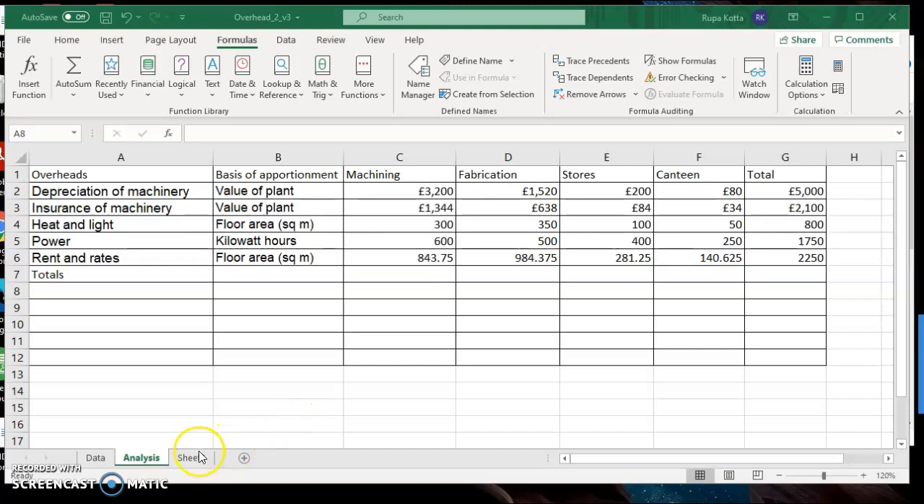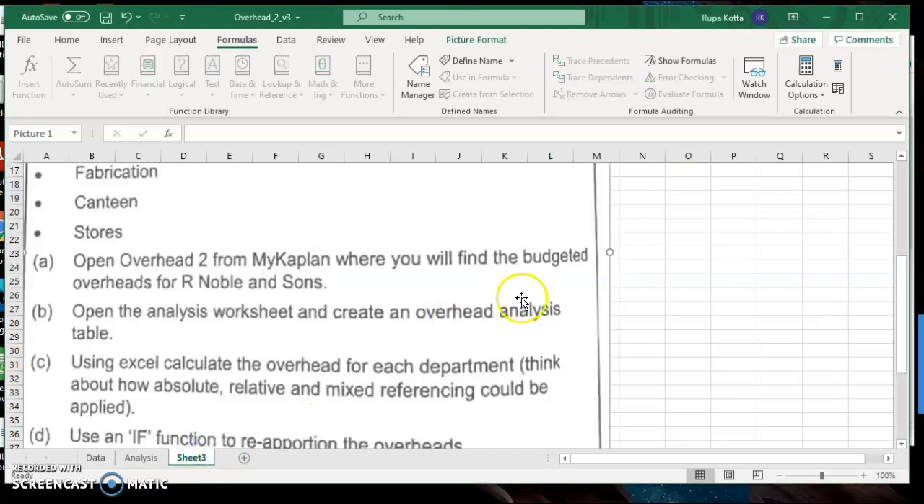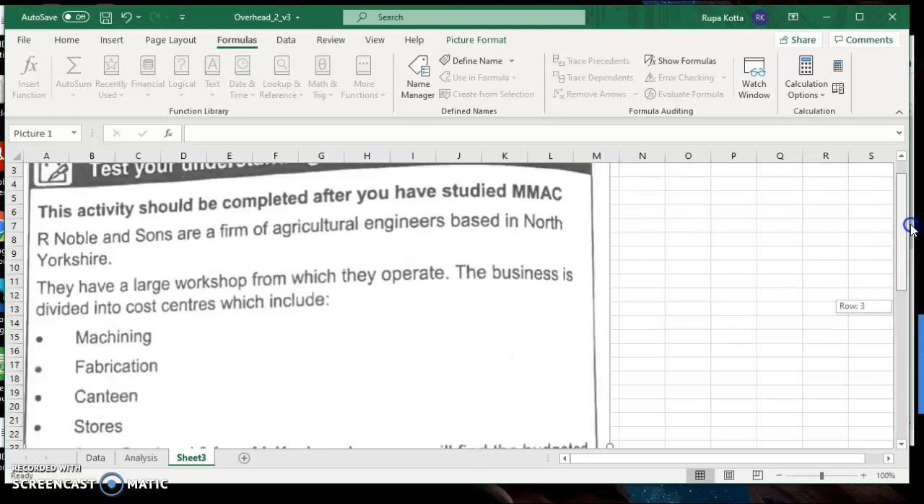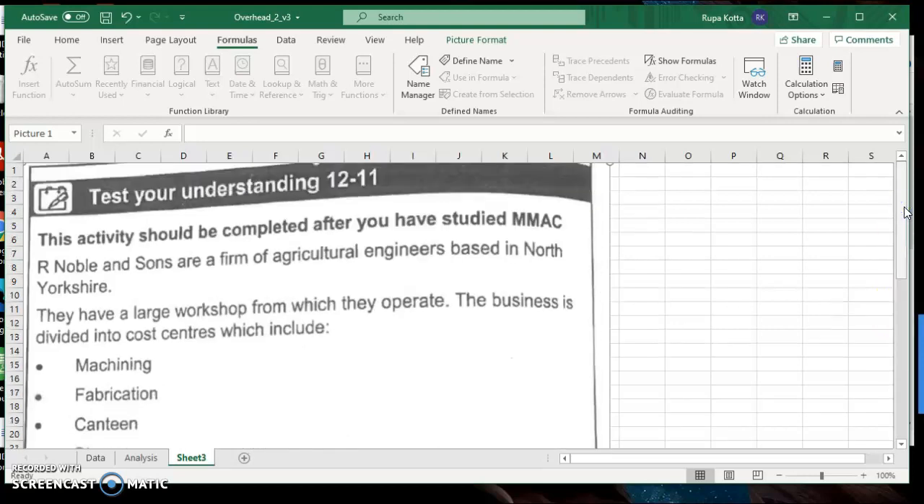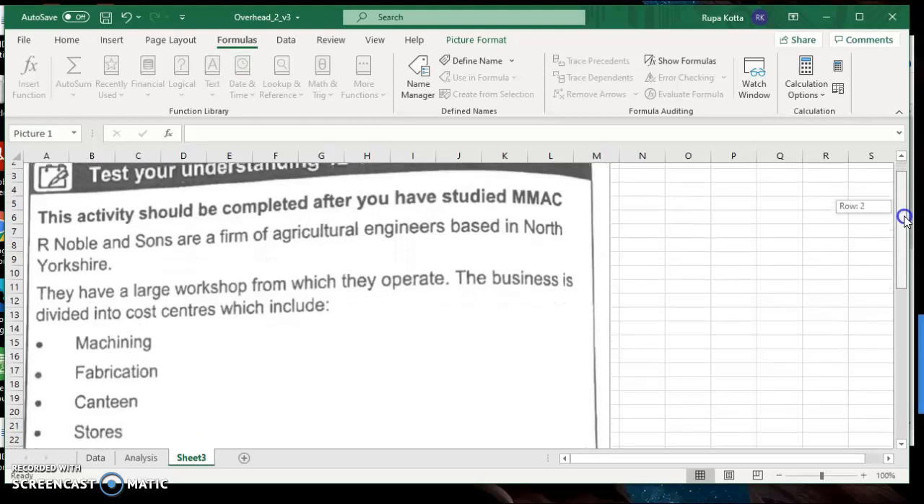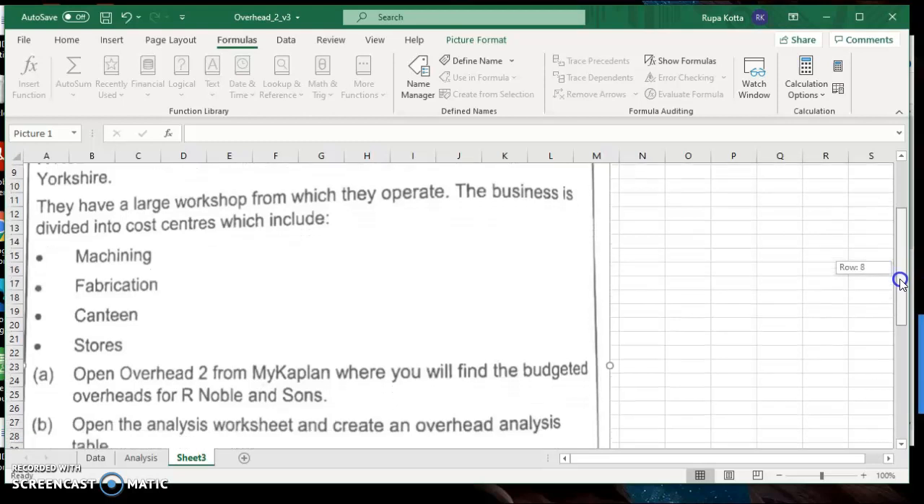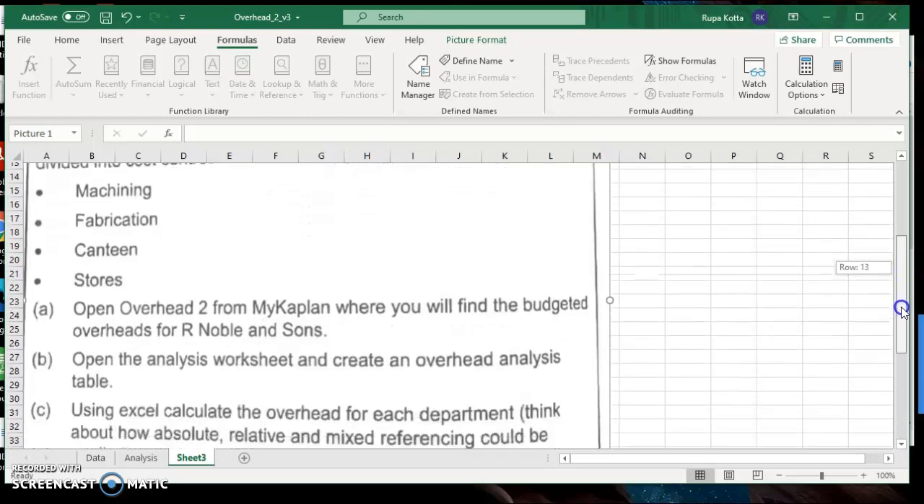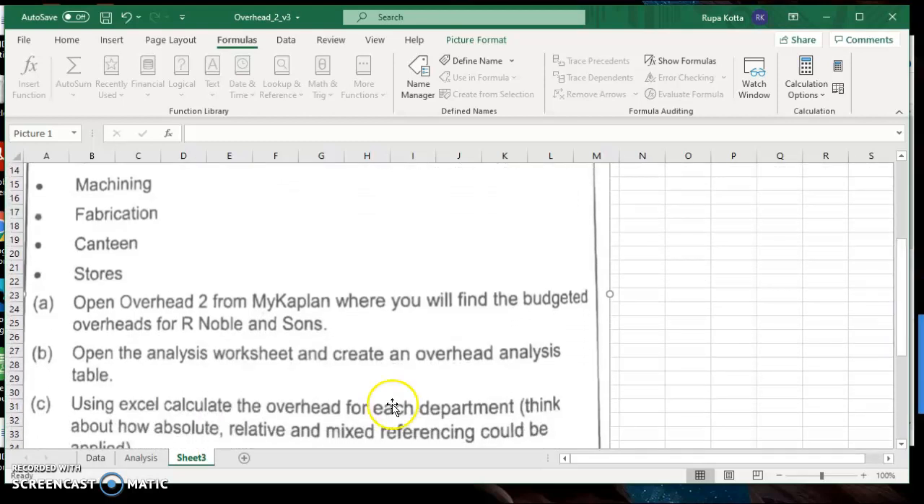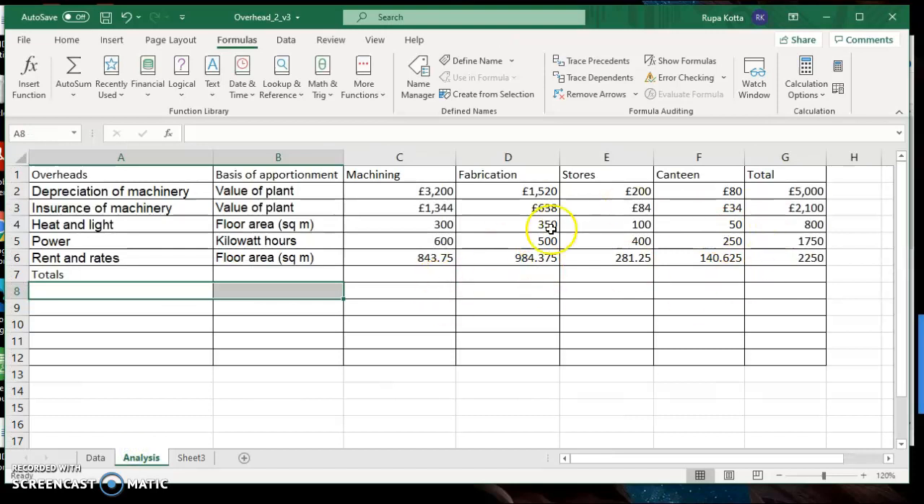Okay everyone, so this is a recording for task 12-11, very similar to the overhead analysis sheet which we have completed in 12-10. So the business has 2 production departments and 2 service departments, and we have to prepare an overhead analysis sheet and calculate the overheads for all the departments.